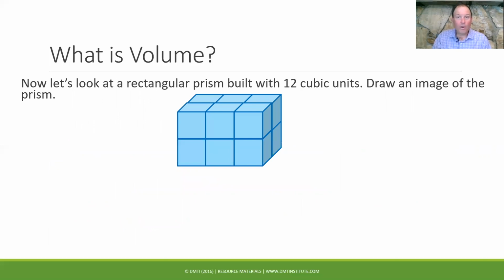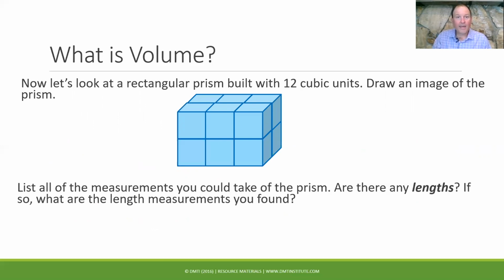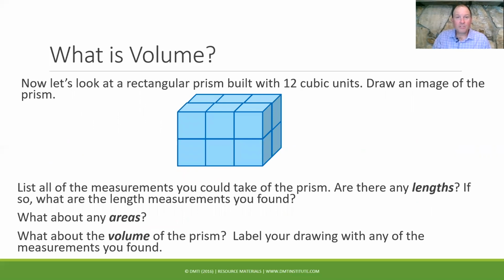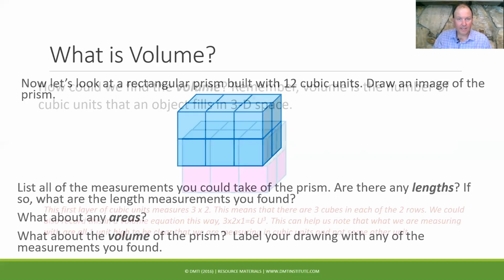Now, when we give kids, for example, this rectangular prism built out of 12 cubic units, we need to be very upfront with them also that when we're looking at that three-dimensional object, there are still lengths and areas. There's still those attributes that we can find on this figure. But now we want to start pushing kids conceptually into, let's start now finding the volume, how much three-dimensional space fills an object like this.